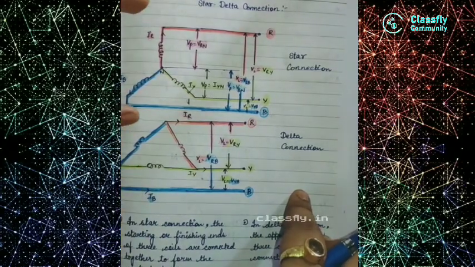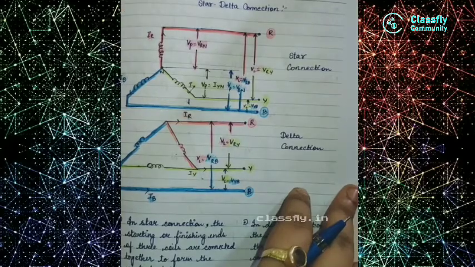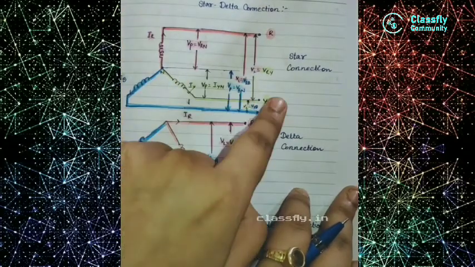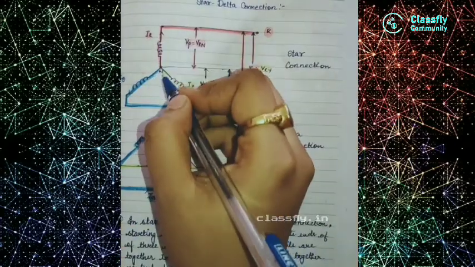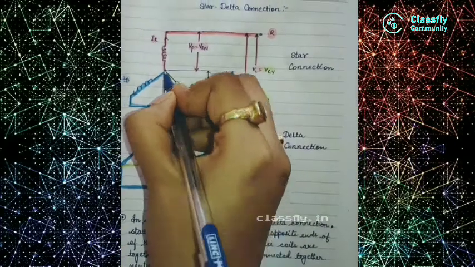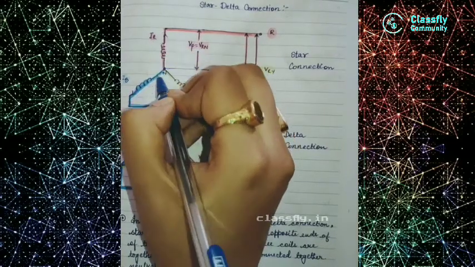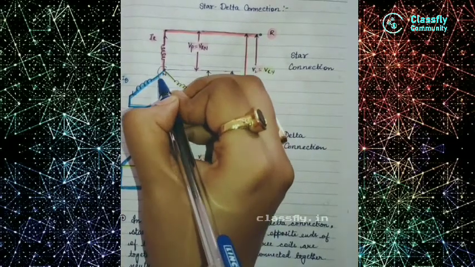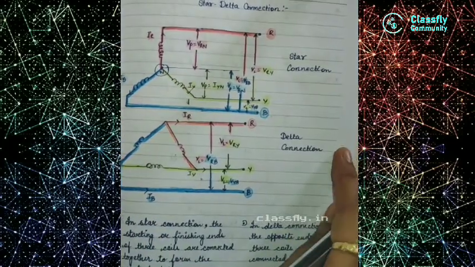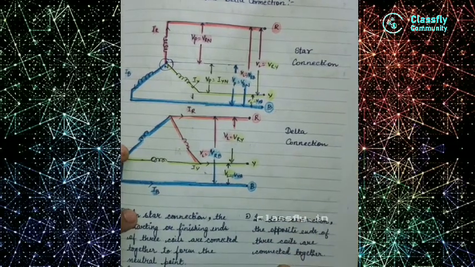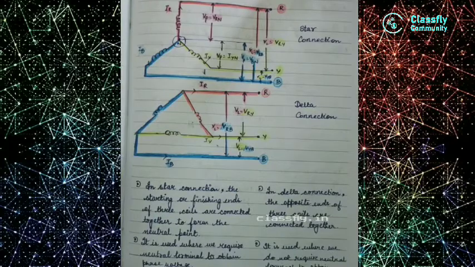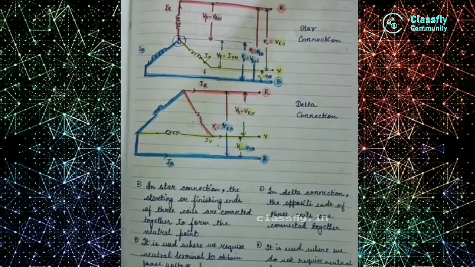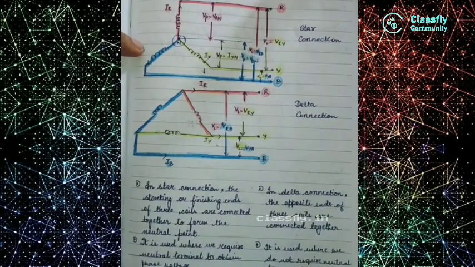In the star connection, basically there are three phases: one is represented as red, one as yellow, and another in blue color. This red finishing end is this one, the yellow finishing end is this one, the blue finishing end is this one. When the three finishing ends come together, this point is known as your neutral point. The next point says it is used where we require a neutral terminal to obtain phase voltage. That means a star connection is made where we need to obtain the phase voltage.